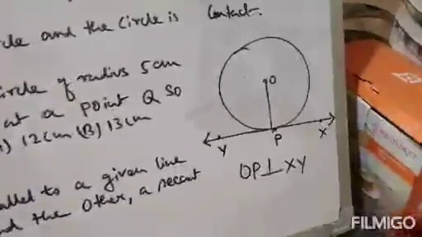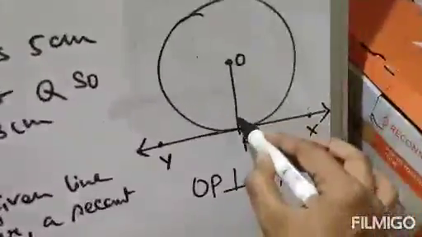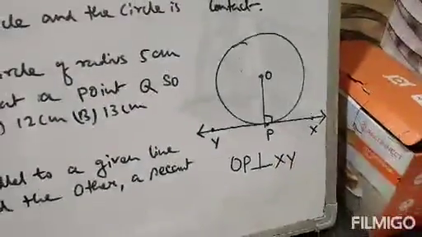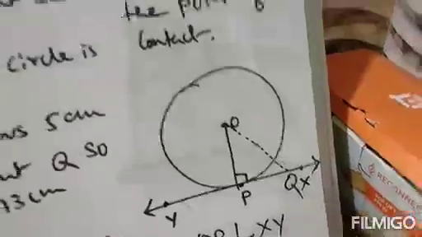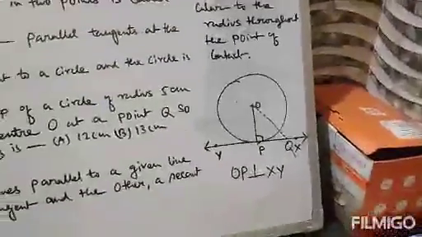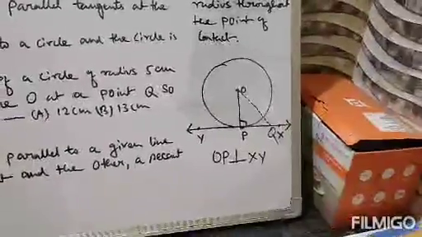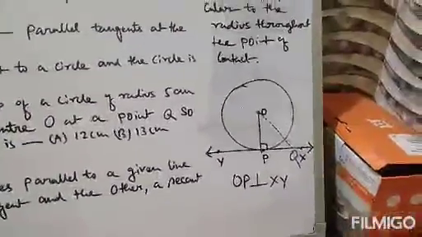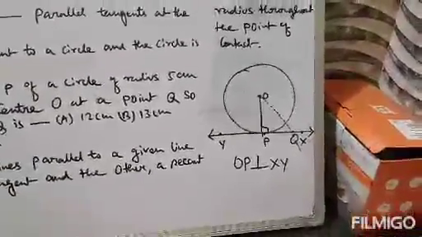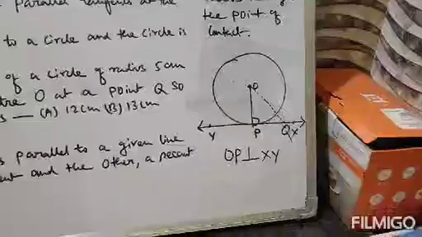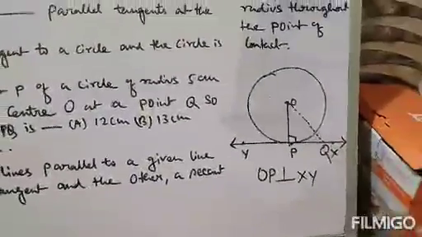That means the radius OP will be perpendicular to the tangent XY. So if this is perpendicular, this angle is 90 degrees. Here a point is named Q. So by that theorem we can say that the tangent at any point of a circle is perpendicular to the radius through the point of contact. If O is the center of the circle, XY is the tangent drawn at point P, and OP is the radius, therefore OP will be perpendicular to XY. That is the theorem.